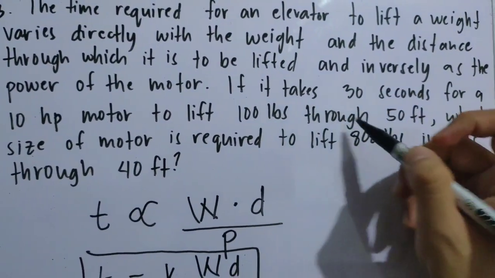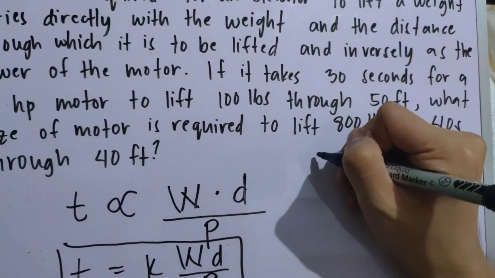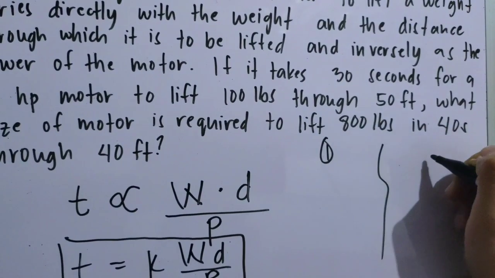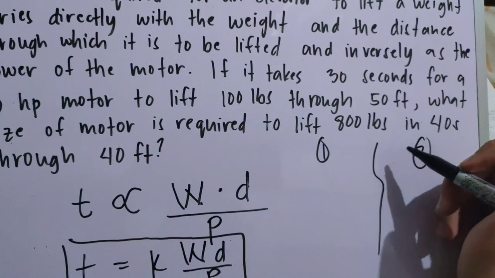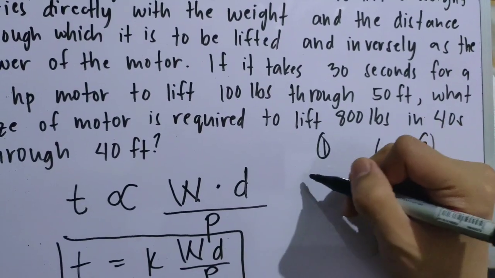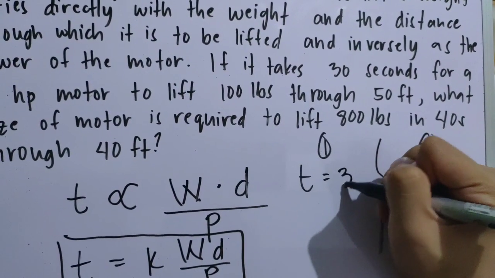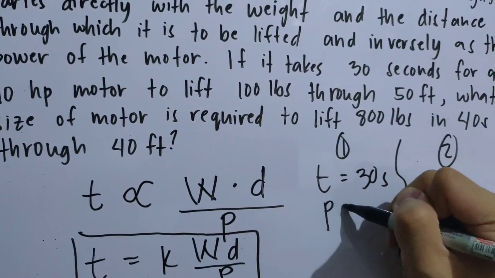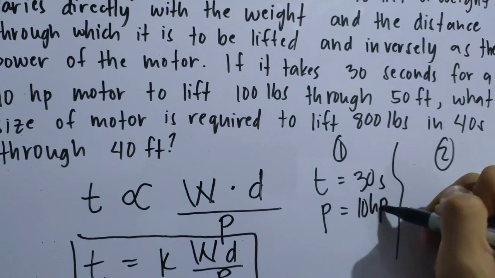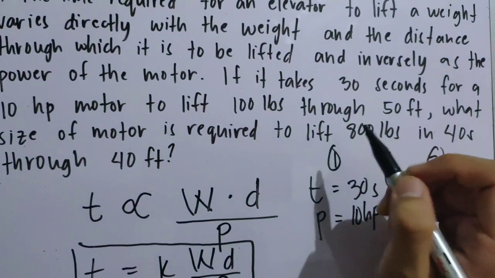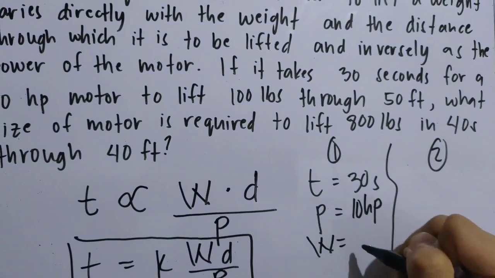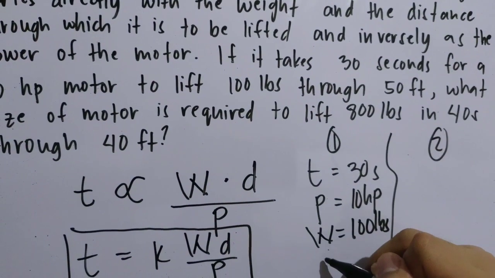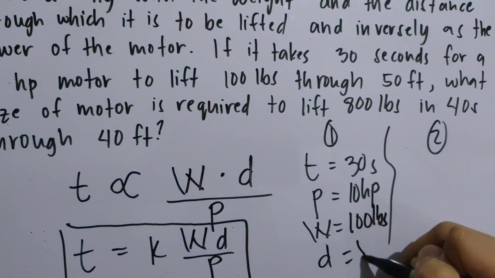Tapos, sabi dito, if it takes 30 seconds, so, meron ulit tayo dalawang conditions na i-compare. So, condition 1 at condition 2. Doon sa condition 1, if it takes 30 seconds, so yung time niya is equal to 30 seconds. For a 10 HP motor, so yung power niya is equal to 10 HP. To lift 100 pounds, so yung weight natin is equal to 100 pounds. Through 50 feet. Ang distance natin is equal to 50 feet.